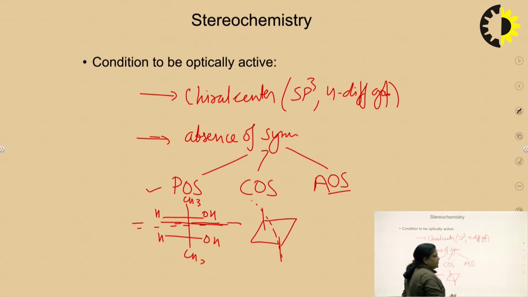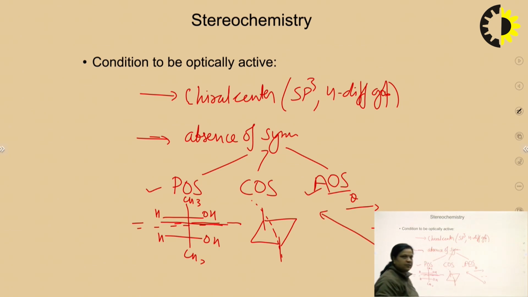Now axis of symmetry. Axis of symmetry means on rotation by theta degree, and if we check the mirror image in the perpendicular direction and we get the same structure, the compound will show an alternate axis of symmetry, that is AOS. In any condition, if the compound has any type of symmetry, it will be optically inactive. So this is the condition to be optically active.